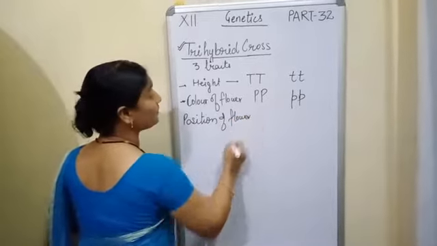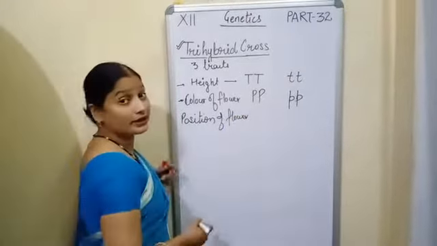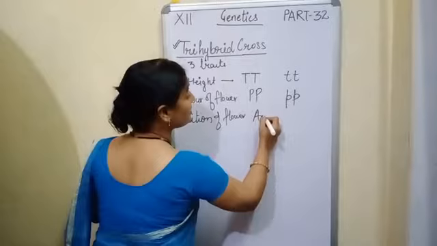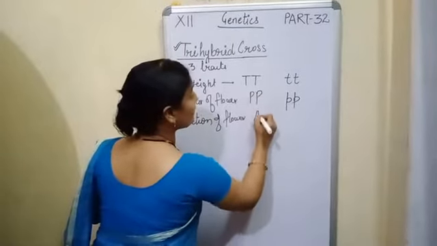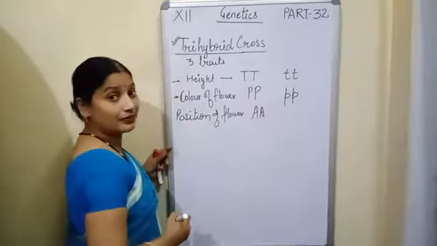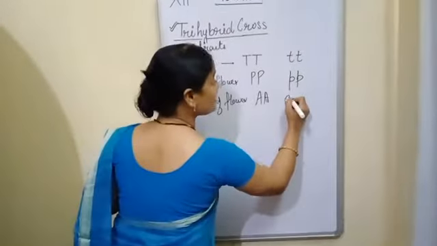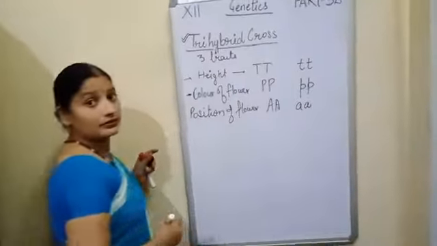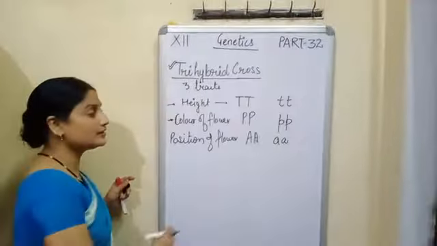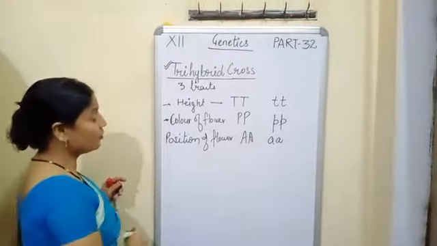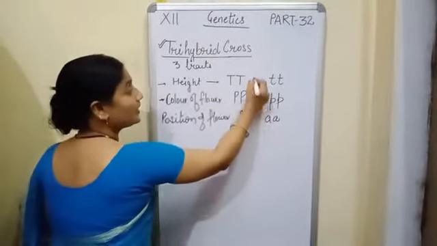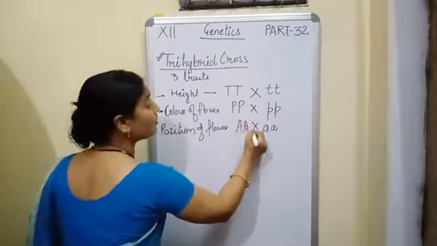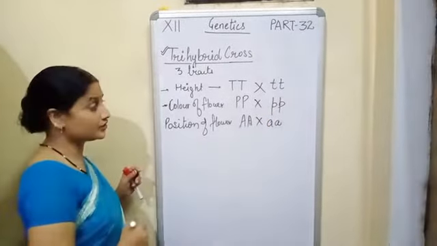Now what position we can take? We all know that axial position is dominant, so we can write it as capital A and capital A, and terminal is small a and small a. Clear? Now we can cross these traits.